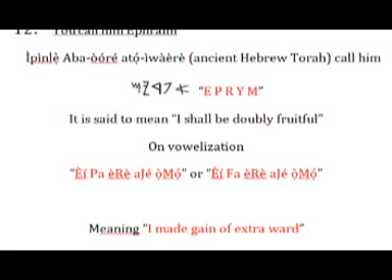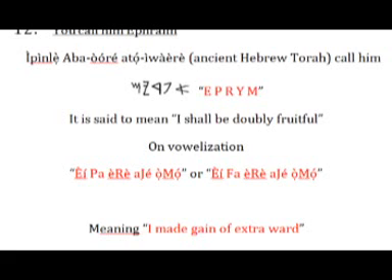The English Bible calls it Ephraim, but here, as written in the Torah, it is E-P-R-Y-M. This P could also be F. We found that if you replace P with F, we still have the same meaning for most of the word after replacement. It is said to mean "I shall be doubly fruitful," that is, having twice, having double. All this it means. On vowelization, this is what we have.